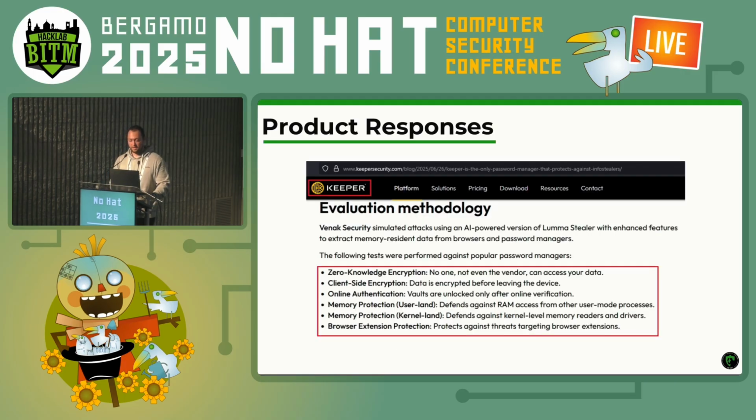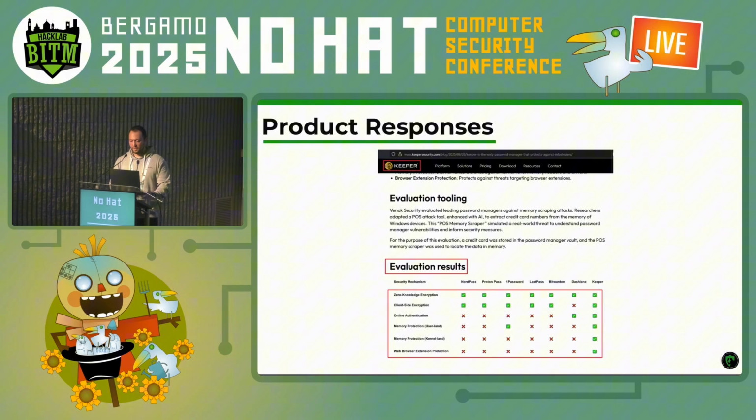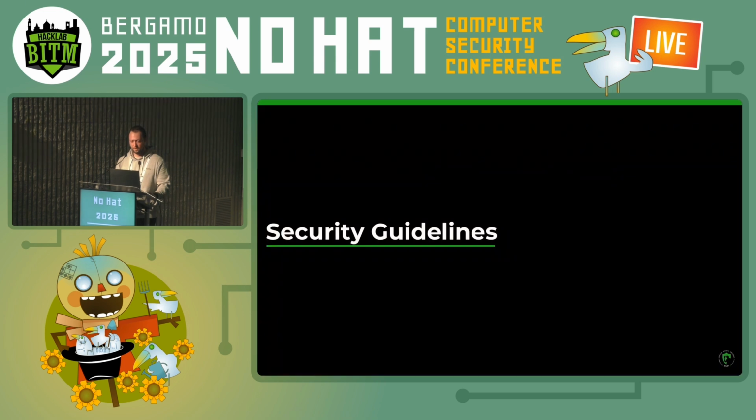Later on, they say in the methodology they were comparing different cases like zero-knowledge encryption, memory protection in userland, memory protection in kernelland, everything that should be protected when you have this type of information within your workstation. Here are their results. I do not know if they are correct or not, but I'm illustrating them here for this purpose. They say that they managed to mitigate all these types of attacks, and it was possible for them to mitigate this attack, of course.